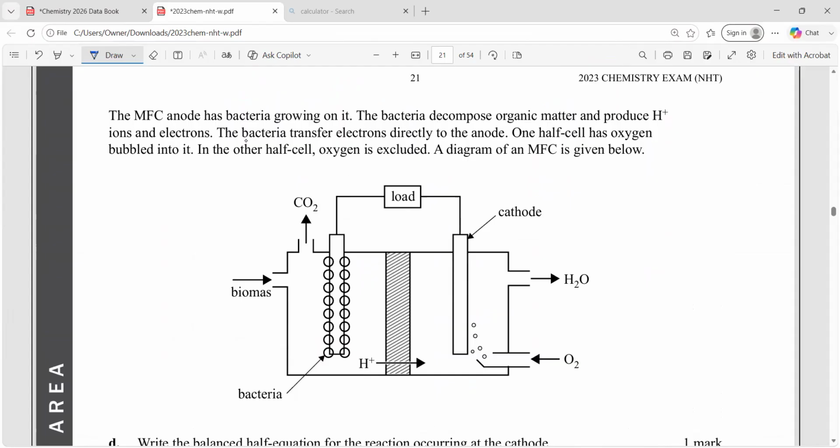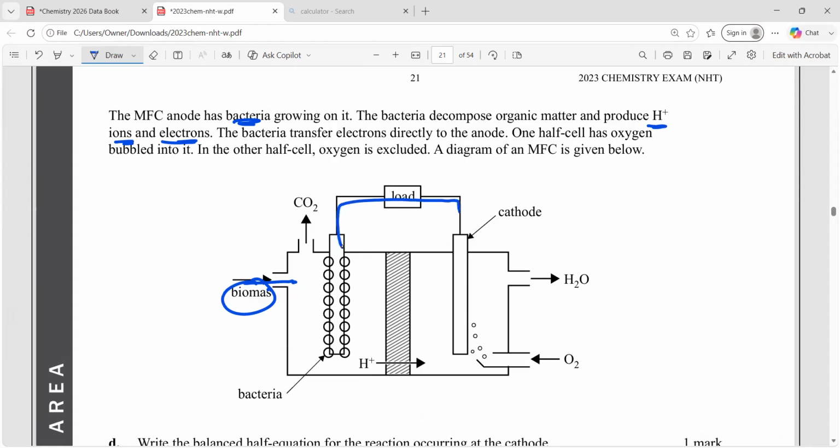So basically what's happening is the bacteria is decomposing the biomass, which is the fuel, I guess. So biomass is coming here. Then anaerobically it's being fermented. So this is kind of like biogas being produced, I guess. And then they're producing H+ ions and electrons. So it's working in the same vein as normal hydrogen fuel cells work, where hydrogen is oxidized, and then H+ ions and electrons are produced. So it's kind of the same thing. The H+ ions are going across the electrolyte. The bacteria transfer electrons directly to the anode.